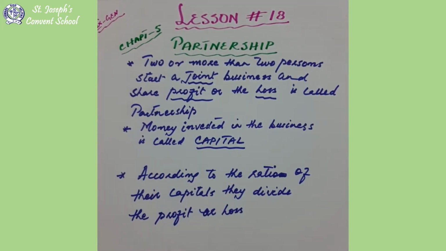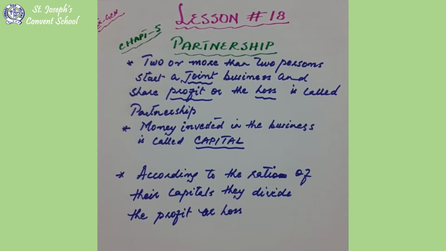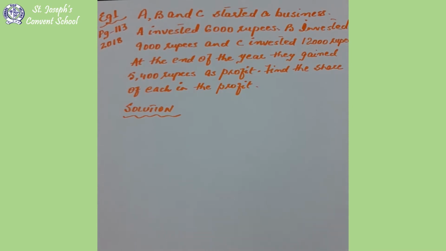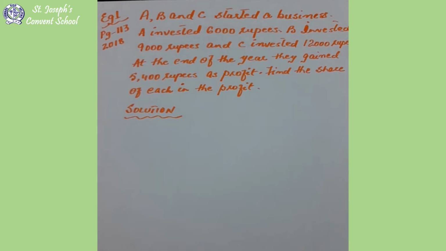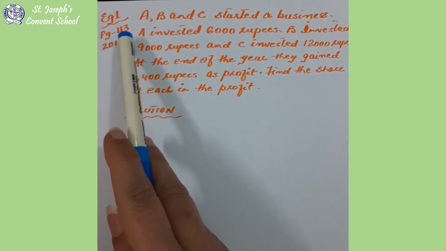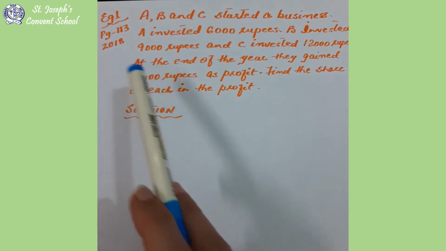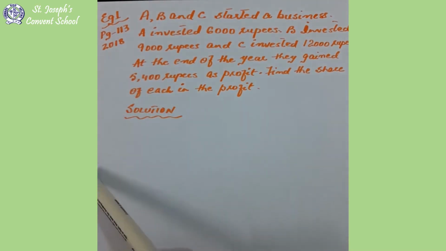Now I'm going to give you the example which is in your textbook. From your textbook I'll give you the example. Let's solve it, and then after that I'm going to solve a few questions also from the exercise. Then you all will understand how to find the partnership. Okay, now the example question I have already written. It is example number 1 from your textbook. The page is written, page 113, and this question came in paper 2018. Okay, so let's read the question.